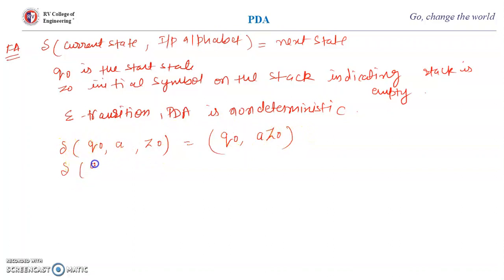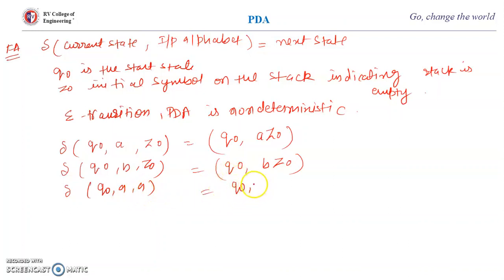Now if I say Q0 B Z0, this means the current state of the machine is Q0, the input symbol is B, and the stack top is Z0, and the machine remains in the same state Q0, and B Z0 means we are going to push B onto the stack. Same way, if I say Q0 A A, that means the input is A, the stack top is also A, the machine remains in the same state Q0, and we are going to push A onto the stack.